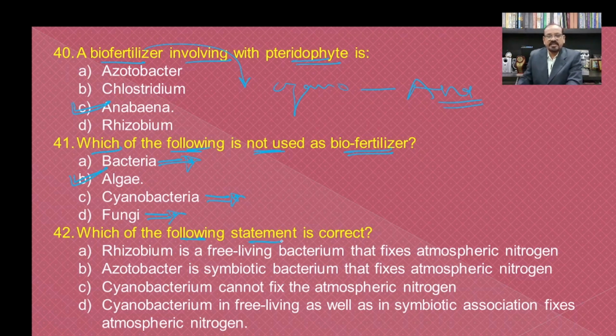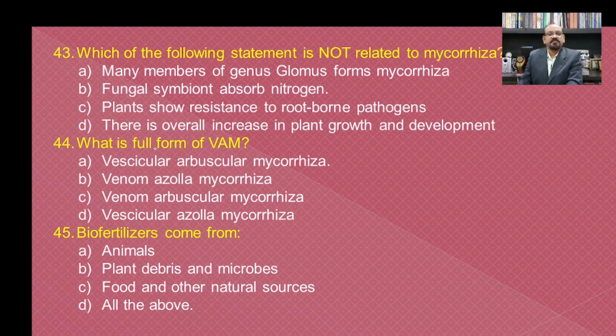Then, which of the following statements is correct? Number 1, Rhizobium is a free living bacterium. It is not free living, it is symbiotic. Azotobacter is symbiotic, again it is wrong, it is free living. Cyanobacteria cannot fix atmospheric nitrogen, wrong. Cyanobacteria in free living as well as in symbiotic association fix atmospheric nitrogen, and that is the correct statement.